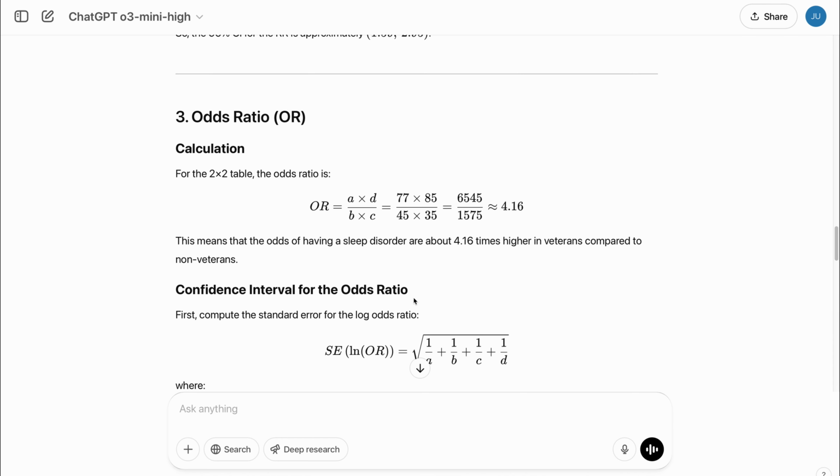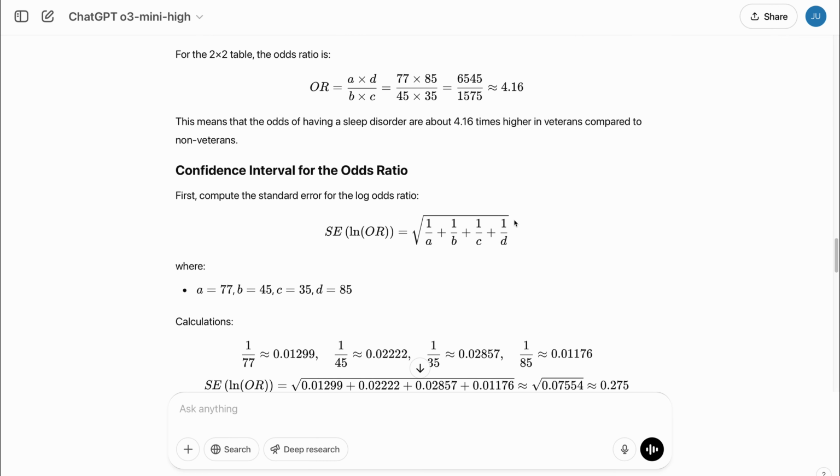When it comes to the odds ratio, it does AD divided by BC, which I don't like. But anyway, the numbers are going to be the same. Across the main diagonal, 77 times 35, divided by the cross diagonal, 45 times 35. And we get an odds ratio of 4.16. And I see very nicely there it says this means that the odds of having a sleep disorder are about 4.16 times higher in veterans compared to non-veterans.